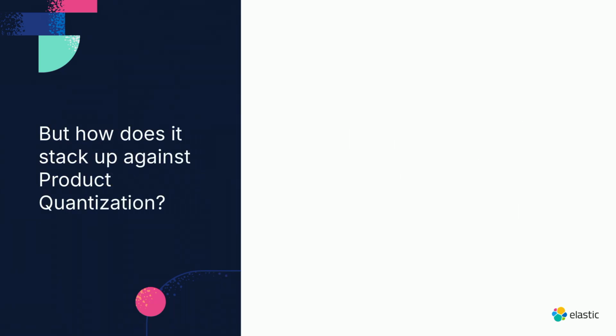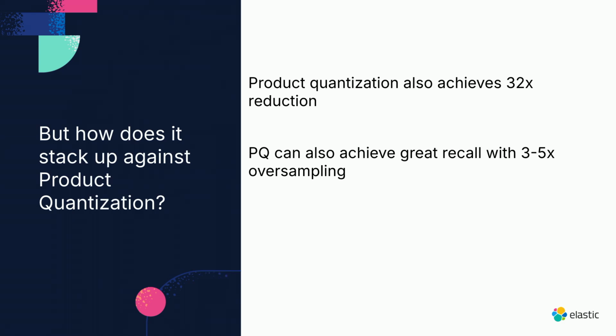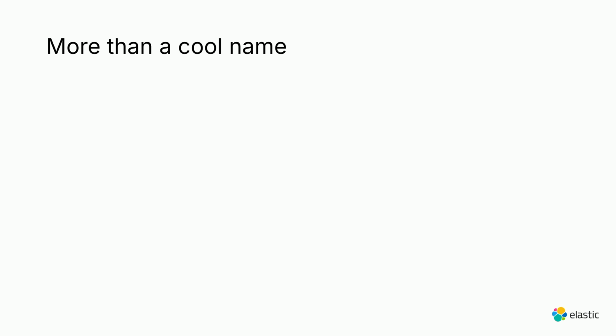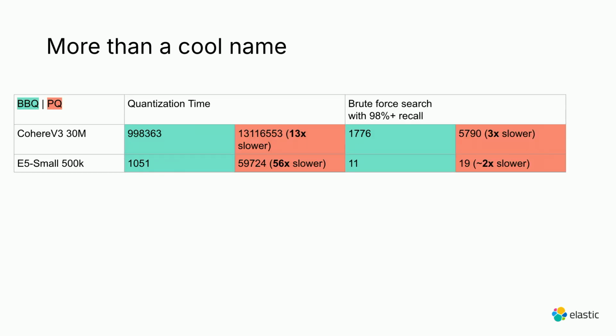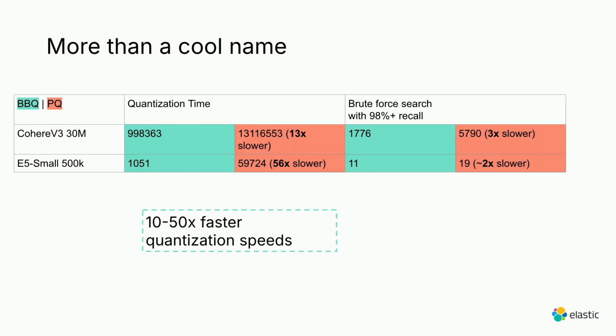But how does it stack up against PQ? PQ's been around for over 10 years. It's similar space savings. It also achieves that 32x reduction. It also has really good recall with oversampling. So why BBQ? Honestly, the numbers do not lie. It blows PQ away in terms of both quantization time and brute force search. 10 to 50 times faster quantization speeds when we're indexing, and searching is 2x or better.